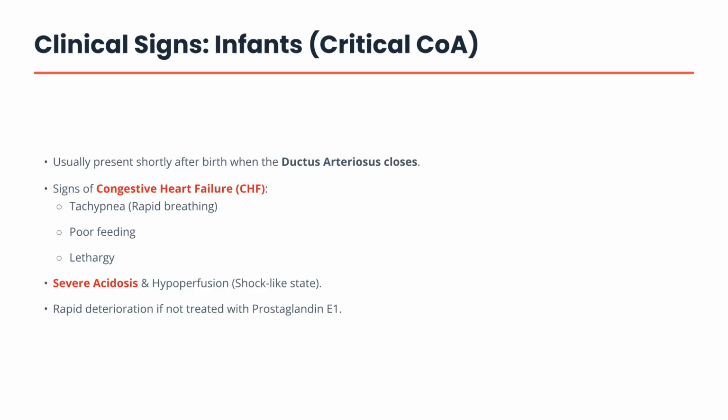In infants, critical COA usually presents shortly after the ductus arteriosus closes. Signs include congestive heart failure, severe acidosis, and rapid deterioration. Immediate treatment with prostaglandin E1 is often required.